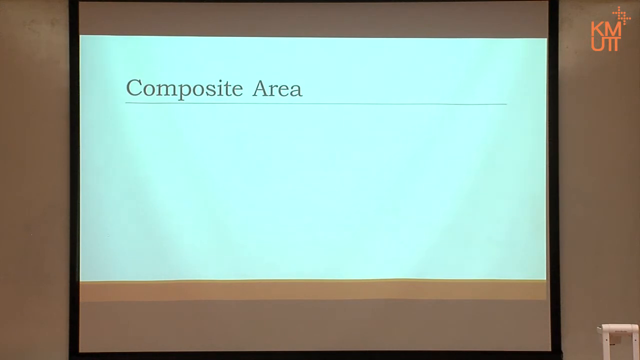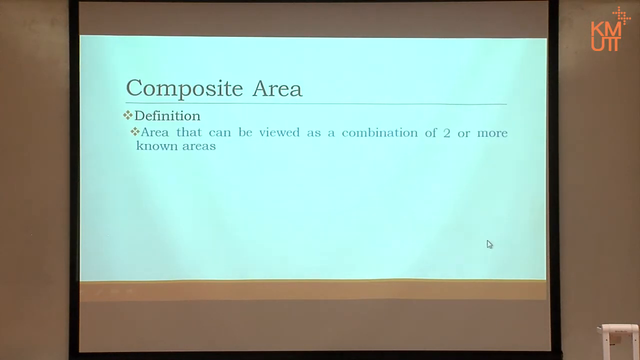Let's discuss first what it is. Okay, this composite area is just a big area that is comprised of two areas or more. Usually it means that it's the area that we know how we calculate the I, right? And then we have to calculate the I for the whole area together.